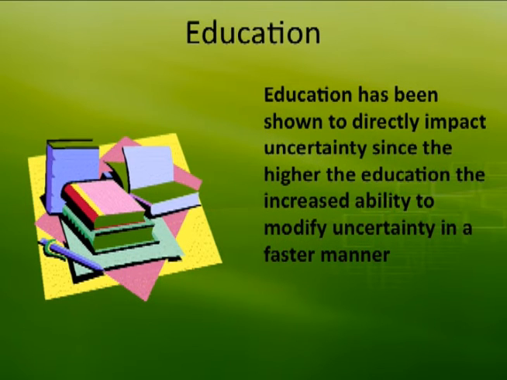Education. Education has been shown to directly impact uncertainty since the higher the education, the increased ability to modify uncertainty in a faster manner. Individuals with less education seem to require more time to make sense of an illness event and experience uncertainty for longer periods of time. Education indirectly assists in supplying structure for meaning-making because the person has a larger knowledge base with which to associate events.